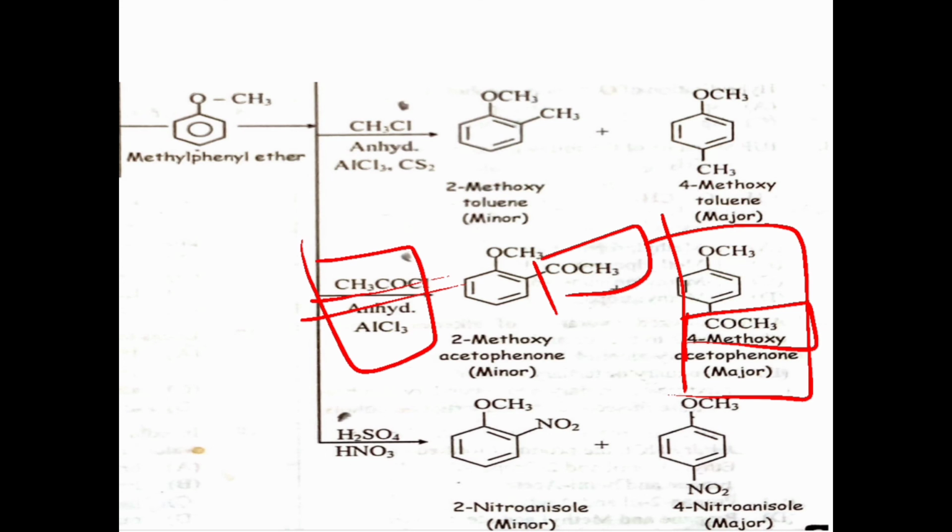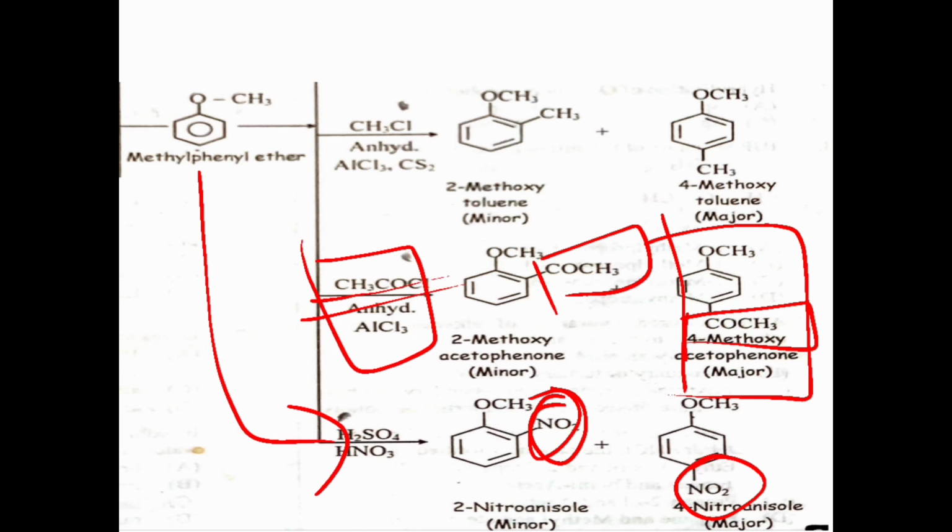Now when methyl phenyl ether reacts with H2SO4 or HNO3, in both cases it is the same. With H2SO4, SO3H will get attached here, and when it reacts with nitric acid HNO3, the product will be 2-nitroanisole or 4-nitroanisole. In 4-nitroanisole, NO2 is attached at the para position, and in 2-nitroanisole the NO2 is attached at the ortho position. The major product is the para position.